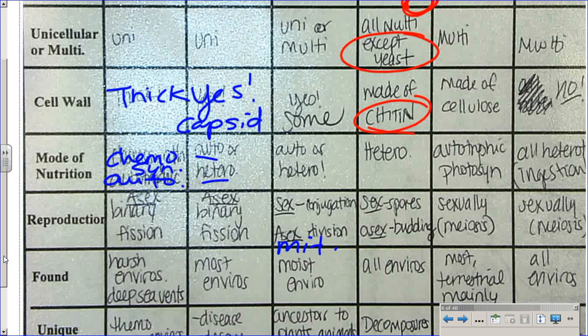Now, when they decompose it, they're not consuming it. They absorb the nutrients into their bodies. They do not eat it. They don't have a mouth to go nom nom nom. Okay? They absorb it into their body. So you need to write someplace under mode of nutrition, heterotrophic, and then they're decomposers usually, and they absorb the nutrients. They absorb nutrients because that's very special, because plants and animals don't absorb nutrients. They either make nutrients or they consume it. That's why fungi are very different.